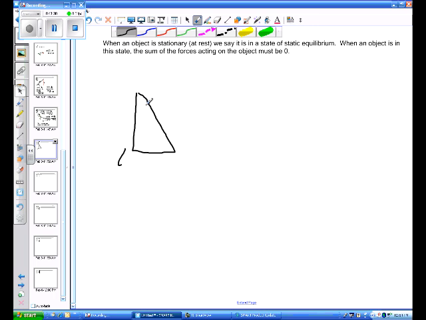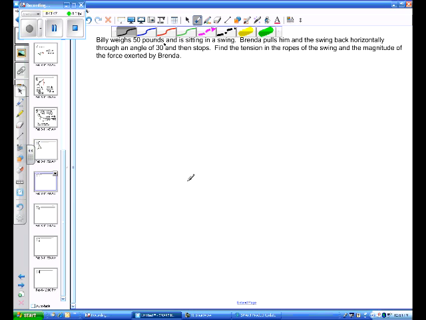And we'll look at some problems as they deal with that, but this is how our vectors will look, is you'll have a force and then another force acting upon it, and the sum of those vectors is zero. So we're going to look at some classic type problems with this, and one of them deals with the swing. Billy weighs 50 pounds and is sitting in a swing. Brenda pulls him and the swing back horizontally through an angle of 30 degrees and then stops. Find the tension in the ropes of the swing and the magnitude of the force exerted by Brenda.